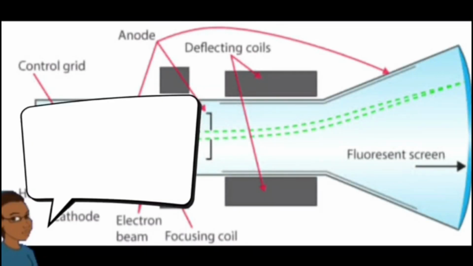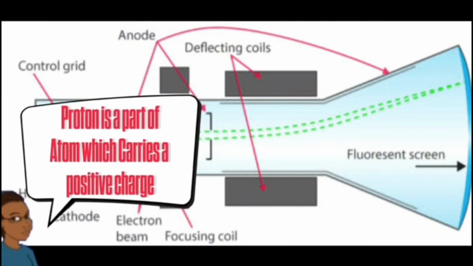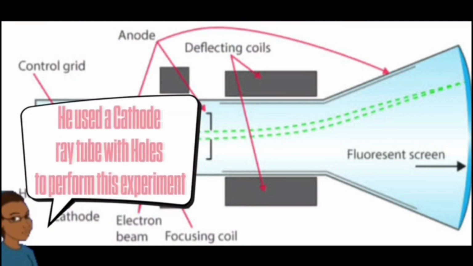Discovery of proton in 1886. The proton was discovered by E. Goldstein. Proton is a part of atom which carries a positive charge. He used a cathode ray tube with holes to perform the experiment.